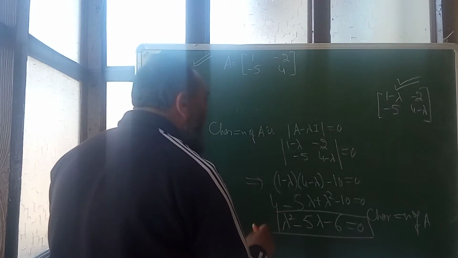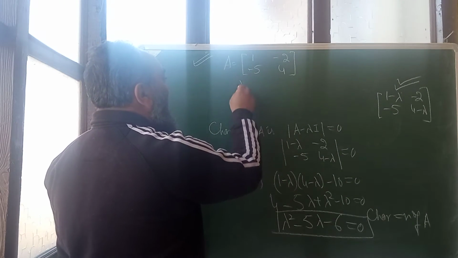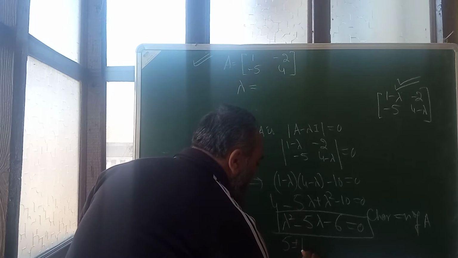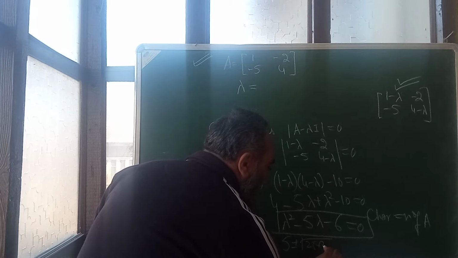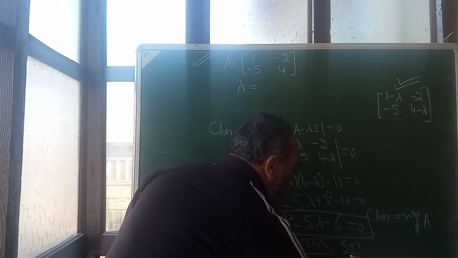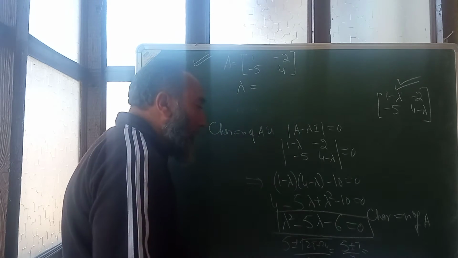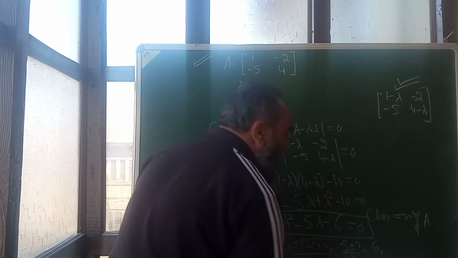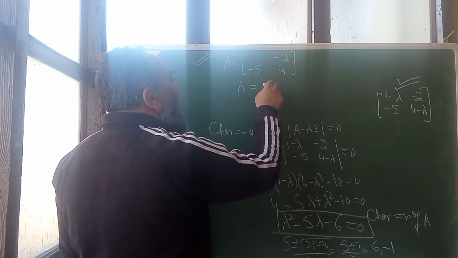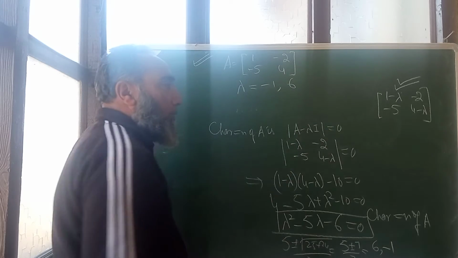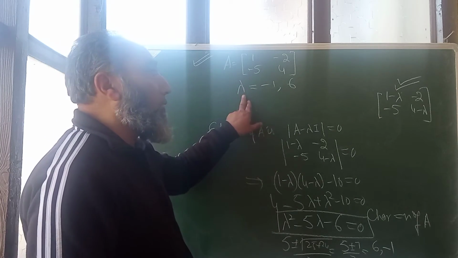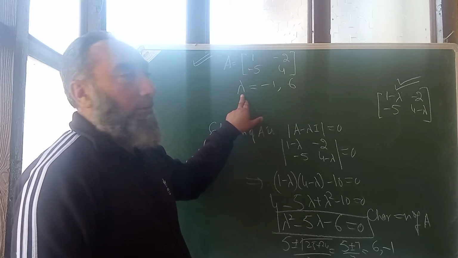What is lambda? The lambdas are 5 plus minus square root of 25 plus 24 by 2, means 5 plus minus 7 by 2. So 5 plus 7 by 2 is 6, and 5 minus 7 by 2 is minus 1. So lambdas are minus 1 and 6. These are known as the characteristic values of A or eigenvalues of A.